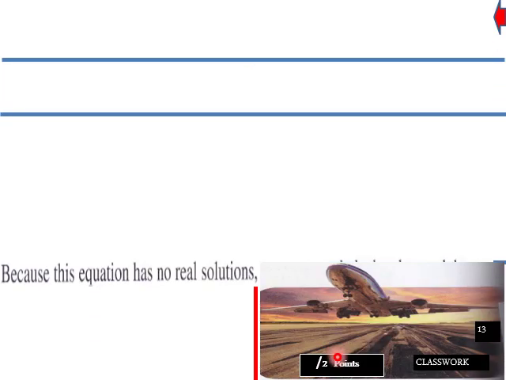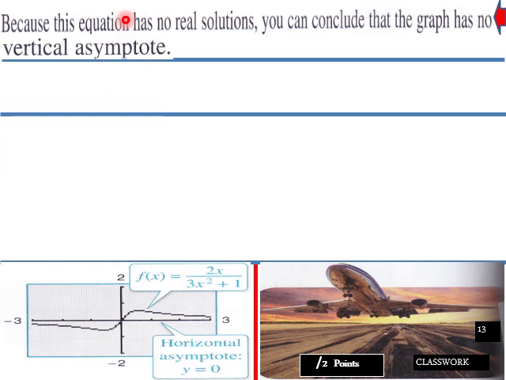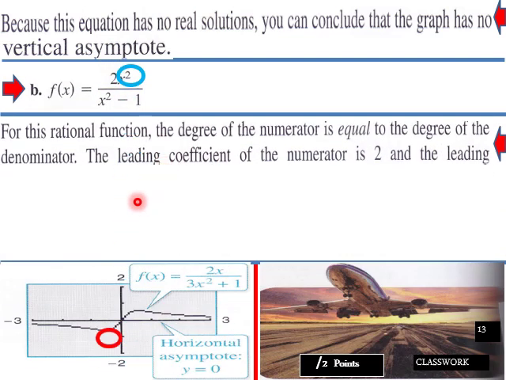What do we come up with for that? This equation has no real zero, so you can conclude that the graph has no vertical asymptotes. A horizontal asymptote would be y equals 0 here. So this graph will go like this, using the x-axis as an asymptote, and on this side it will go like this, using the x-axis as an asymptote as well. Another situation: 2x squared over x squared minus 1.